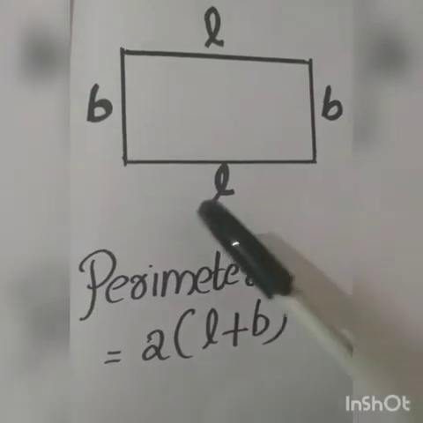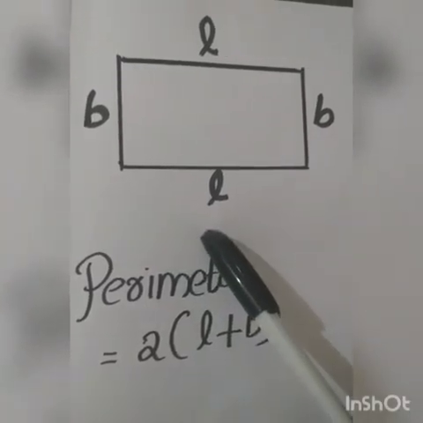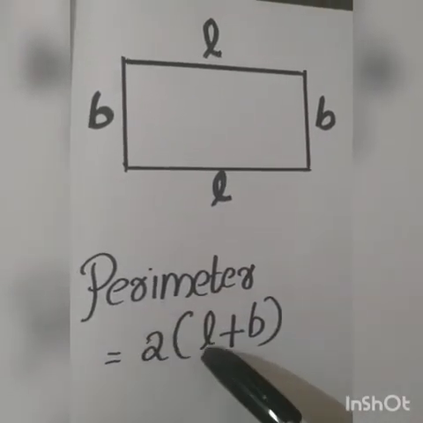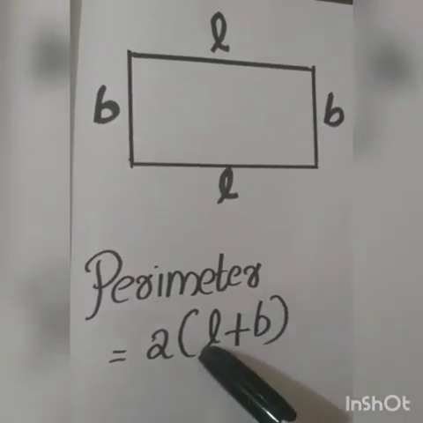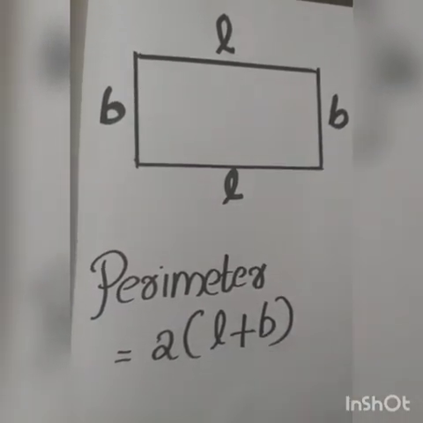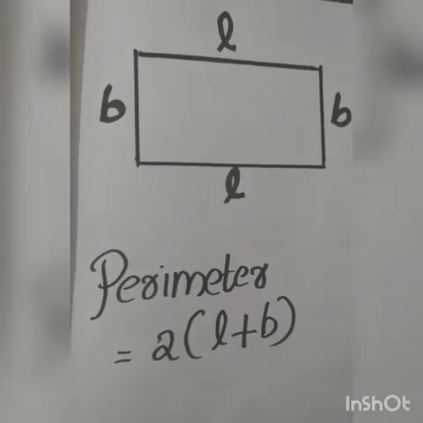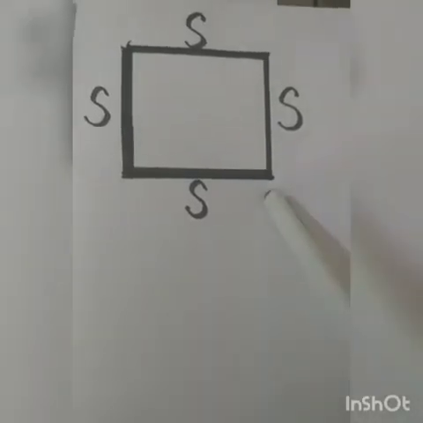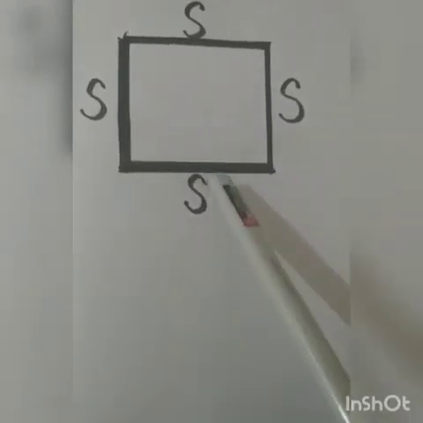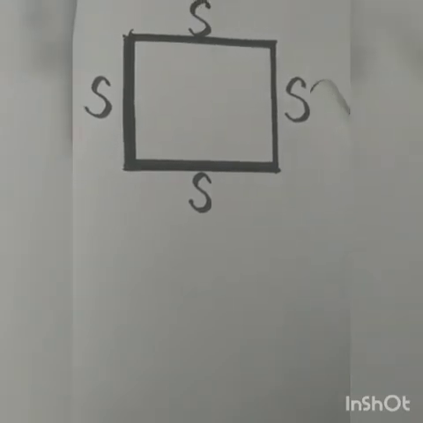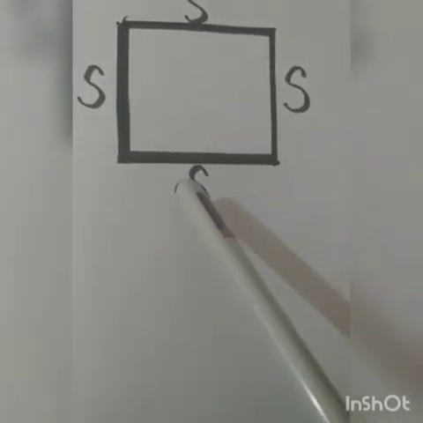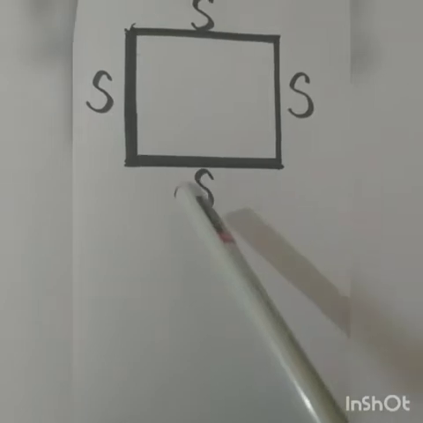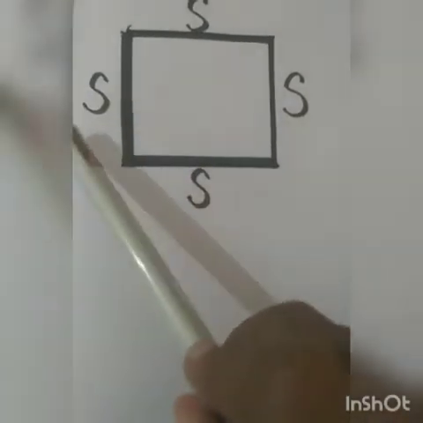So what is the perimeter? The perimeter of a rectangle is 2 into (L plus B), where L is the length and B is the breadth. Now consider the case of a square. In a square, all the sides are equal. Taking the side of a square as S, we have side, side, side and side.